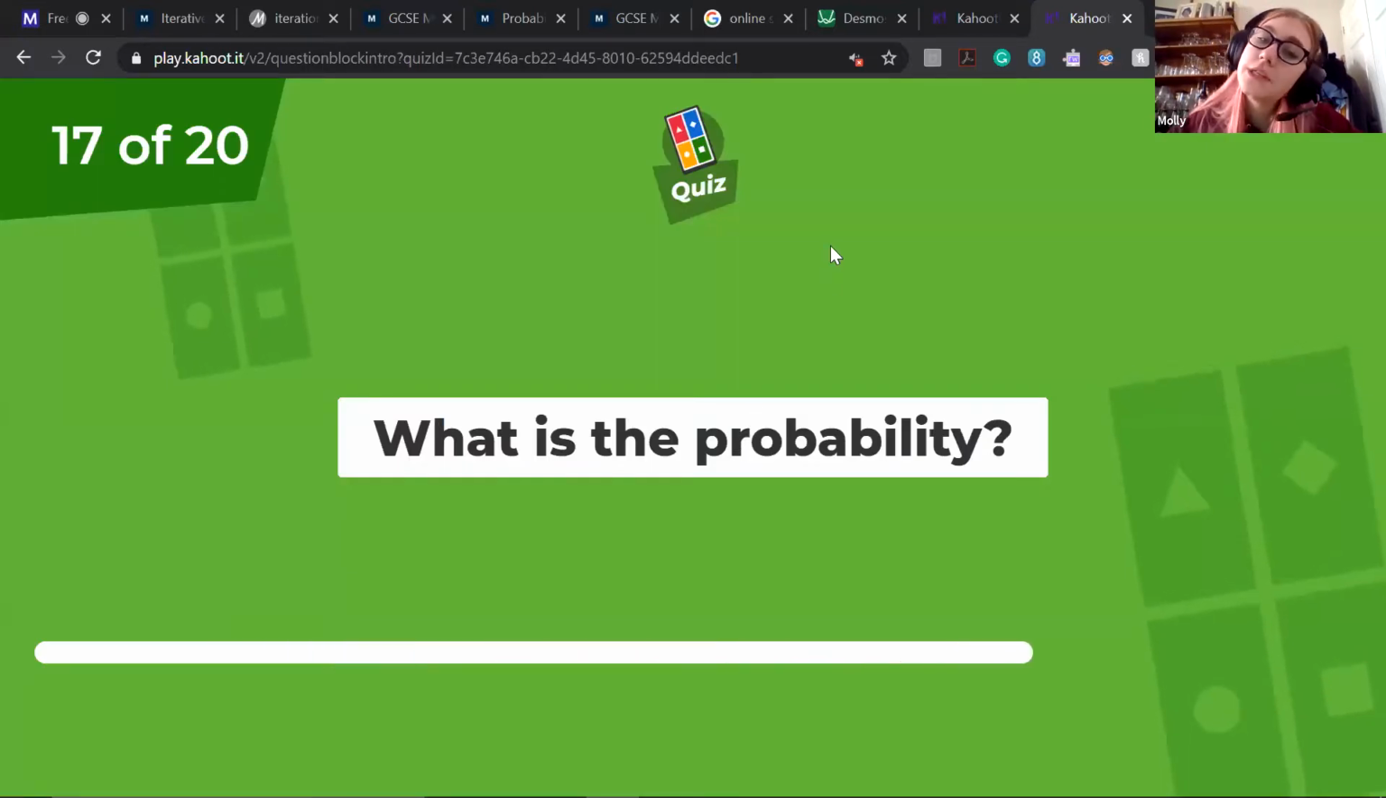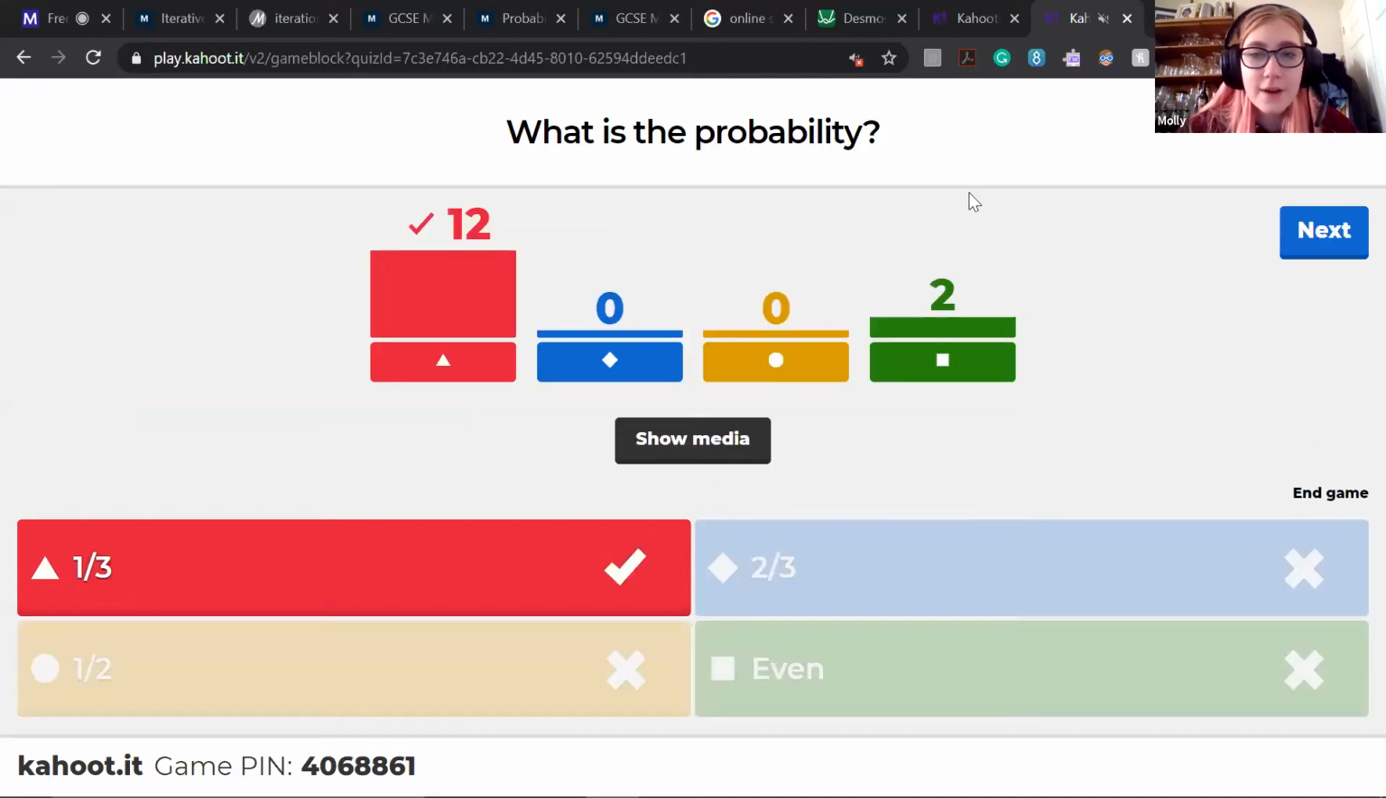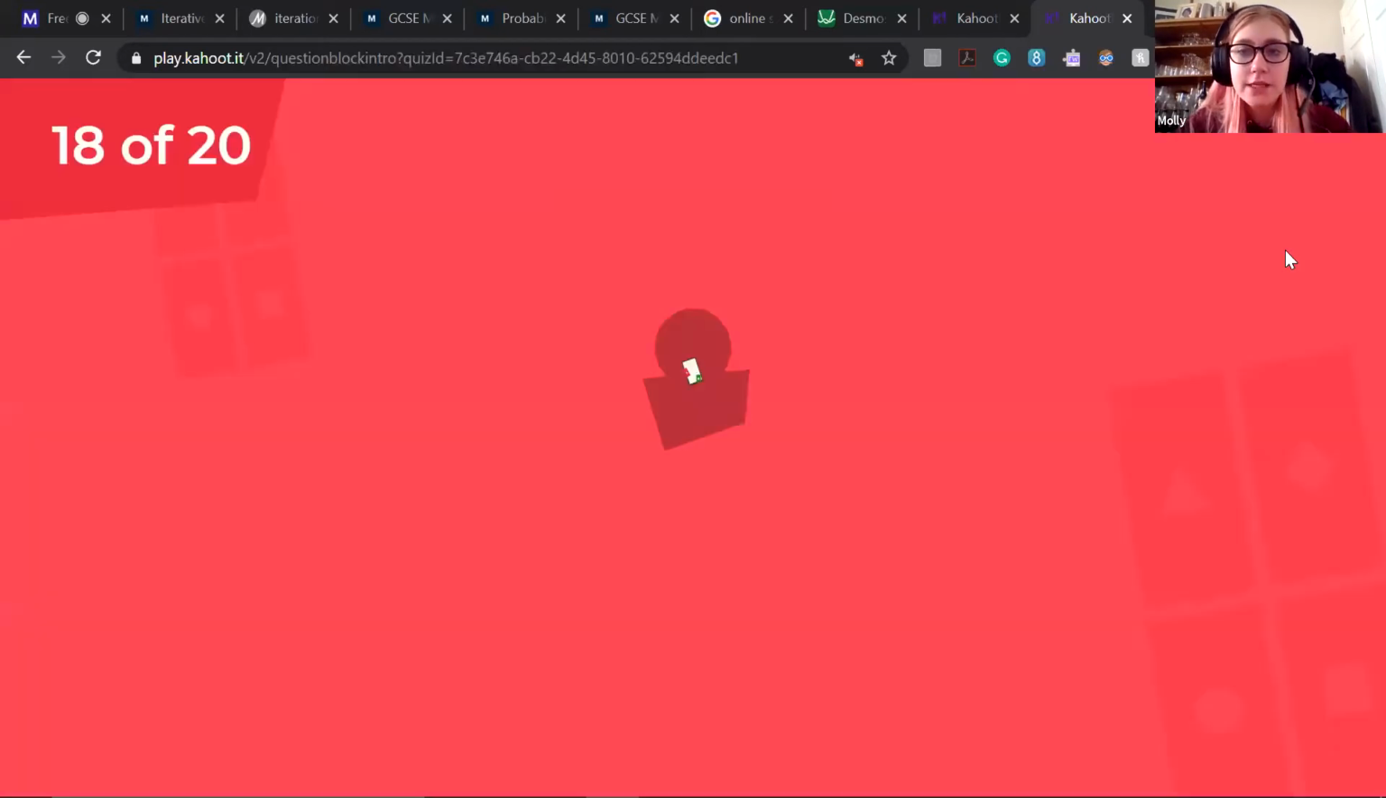So what about for this one? Yeah, brilliant. Cool. That was almost all. So the reason is because if they can either win, draw, or lose, and they're all even, they must be a third each to add up to 1. So winning the next game is one of those thirds.